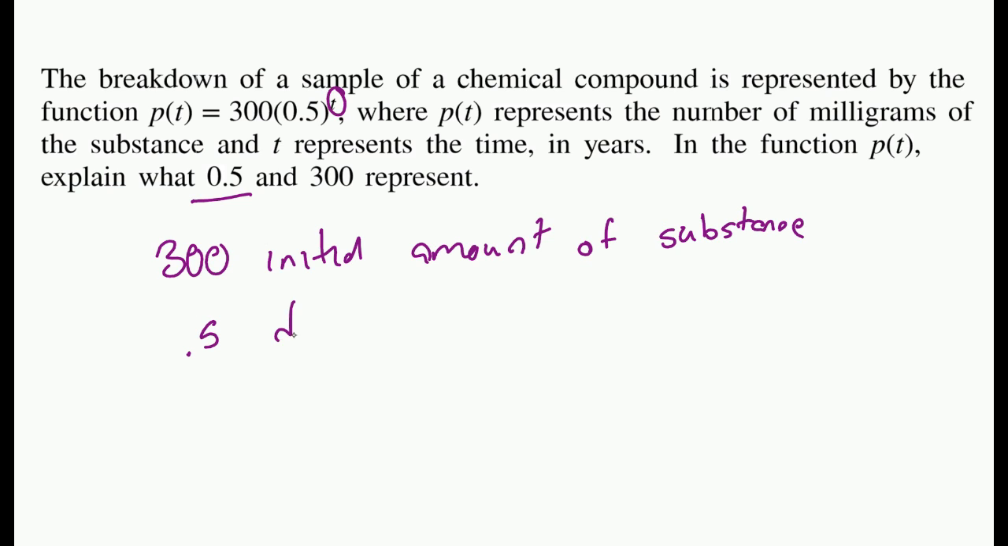The 0.5 is the decay factor, the decay rate. Well, 0.5, 100 minus, this is 50%, it's losing 50% each t is year. That's what that represents. So the initial value was 300, the y-intercept was 300, and I'm losing 50% each year.